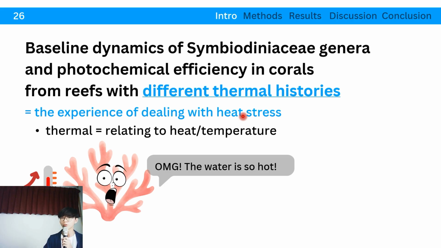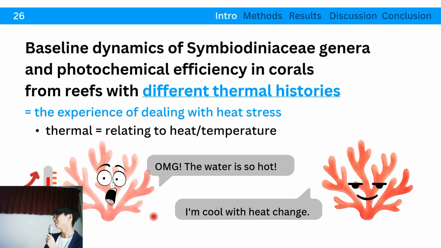That is, if a coral has no heat stress experience, when facing the heat you may see it say, oh my god, the water is so hot. And if it has experience, it's like a chill coral over there: I'm cool with the change.